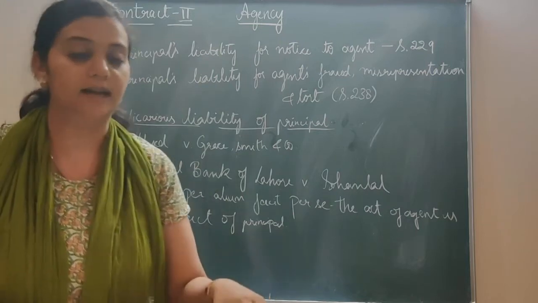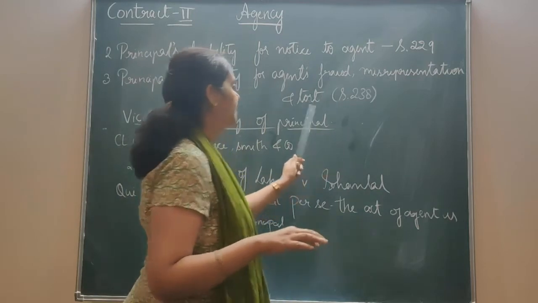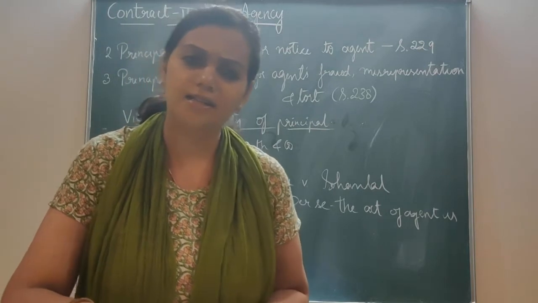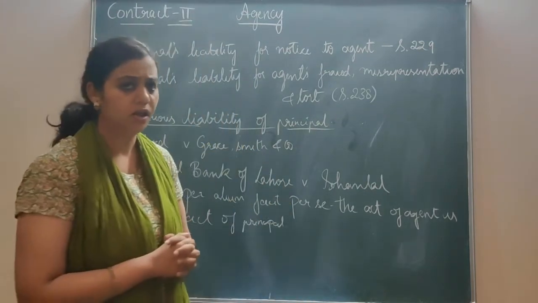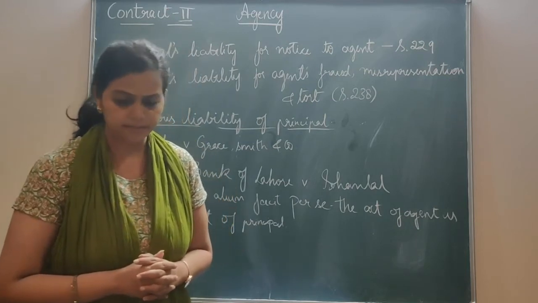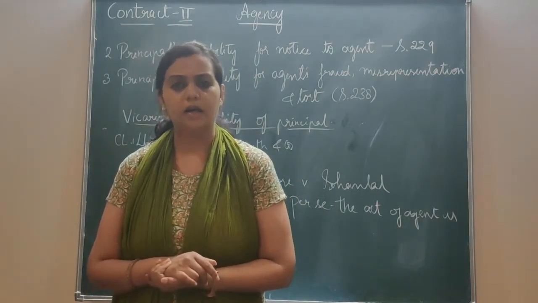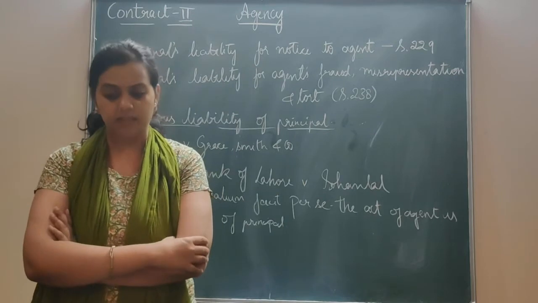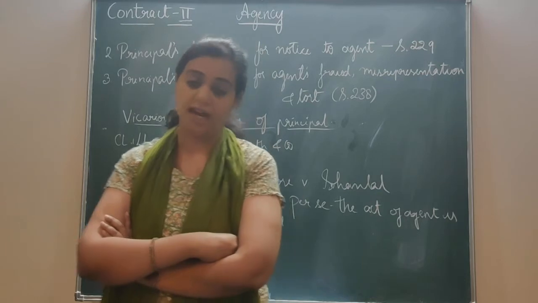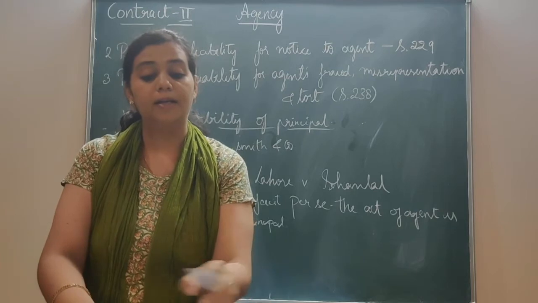Now let's go to the third liability, the last one, that is principal's liability for agent's fraud, misrepresentation and tort. That's given under section 258. It's a very interesting topic and you have also learnt about this in your law of torts. What it says is, misrepresentation made or any fraud committed by the agent while acting in the course of business has the same effect on the agreement made by the agent as if the misrepresentation or fraud were committed by the principal.